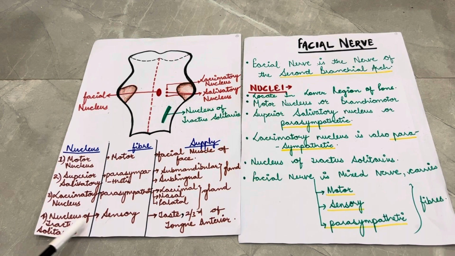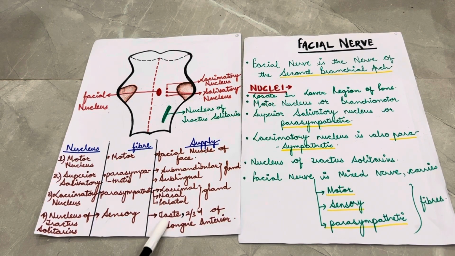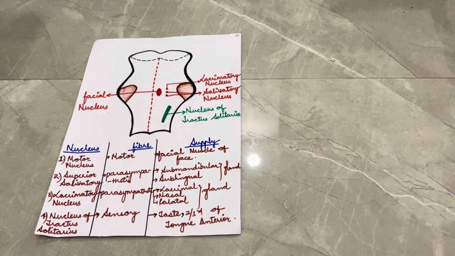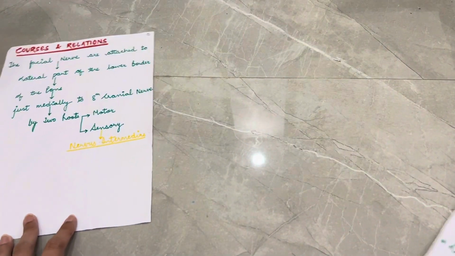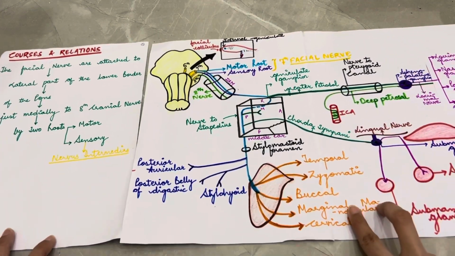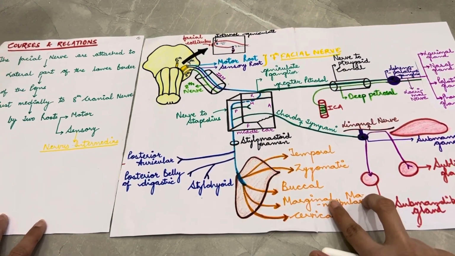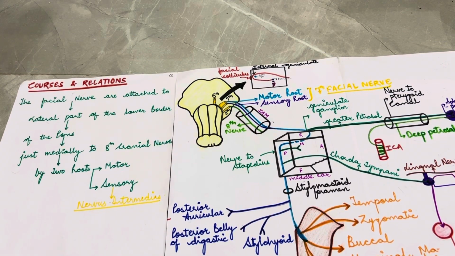Next is the nucleus of tractus solitarius, which is sensory in nature, and it carries sensation from the anterior 2/3 of the tongue, plus from the taste buds. Now we'll study its course and relation.